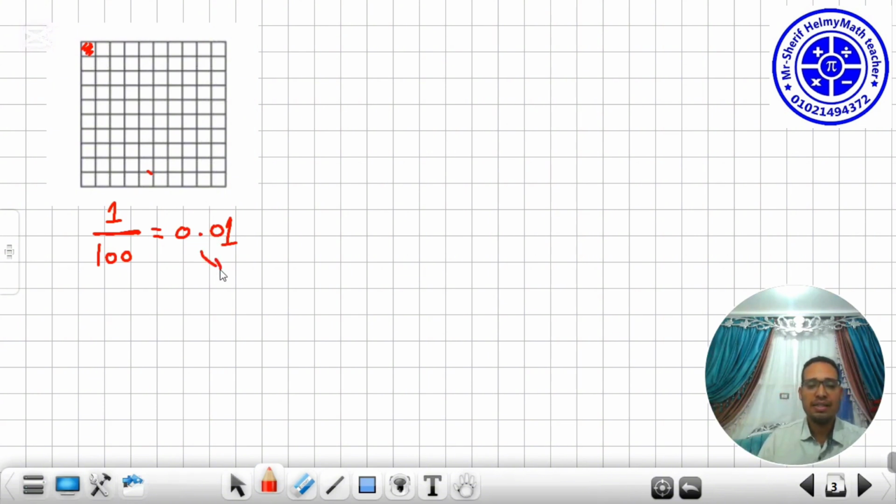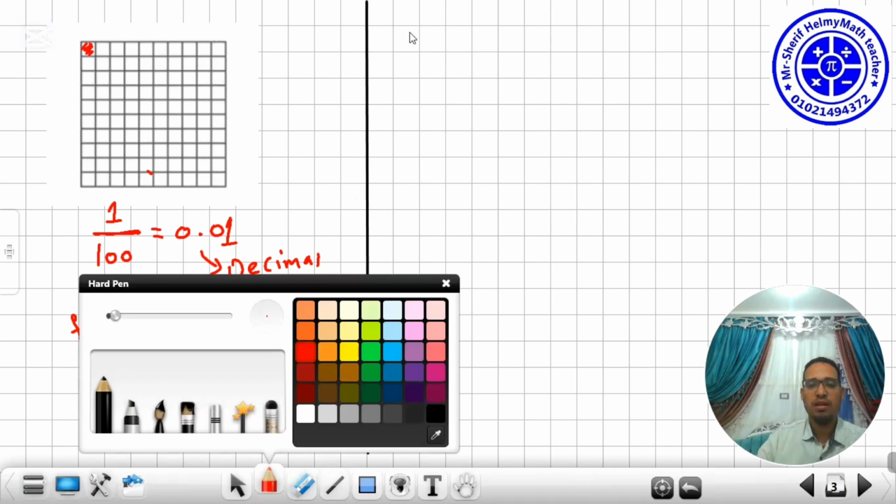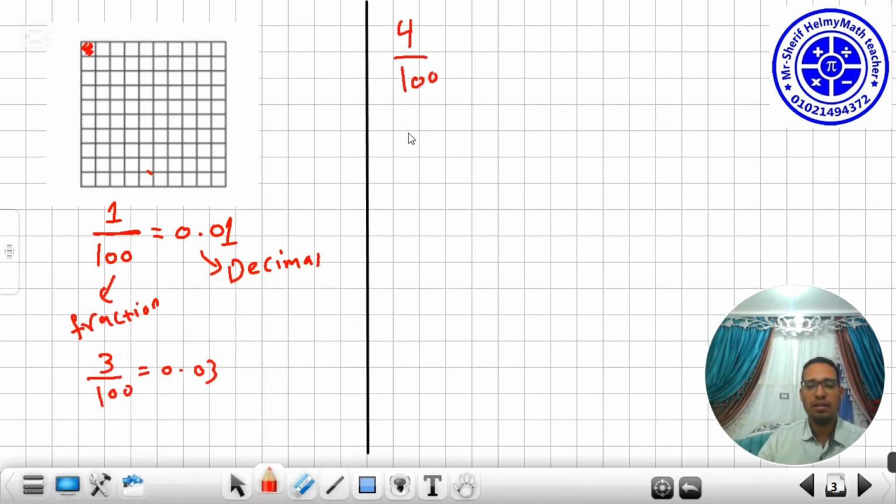Okay, this is the decimal and this is the fraction. If we have 3/100, if we color 3 parts, it will be 0.03. Stop the video and solve these problems. 4/100 and 8/100, convert them. 7/10, 9/10. Convert all of these fractions to decimal.